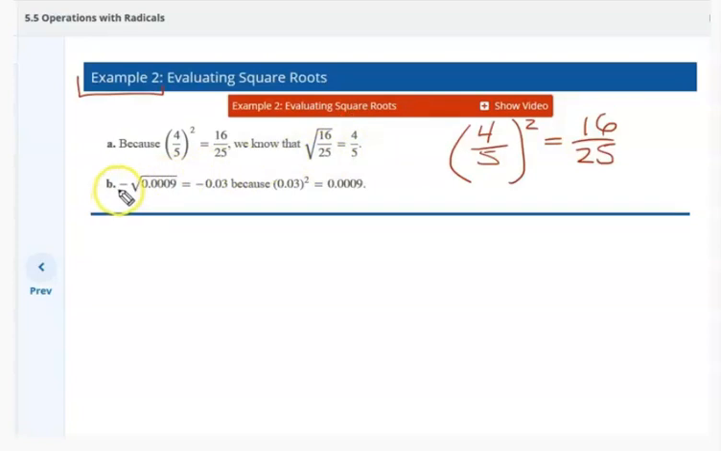Now in example B, we've squared this, and they're asking us to take the square root of it. Now because of the negative sign in front of the radical sign, this will become a negative 0.03. Because if you squared 0.03, you get 0.0009.